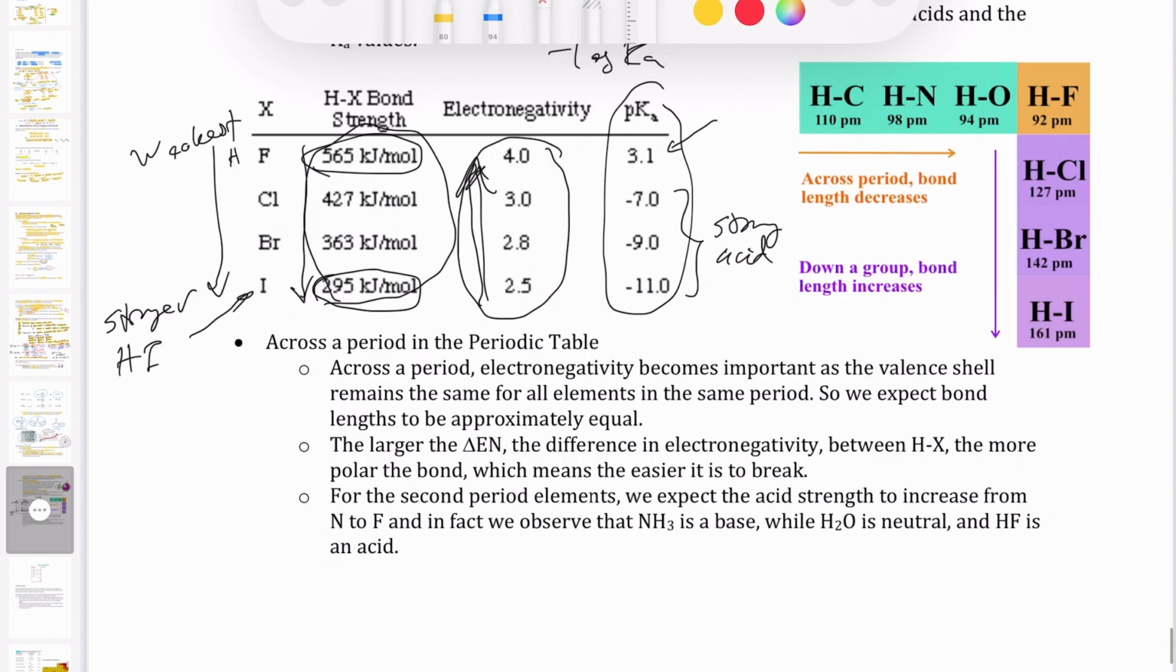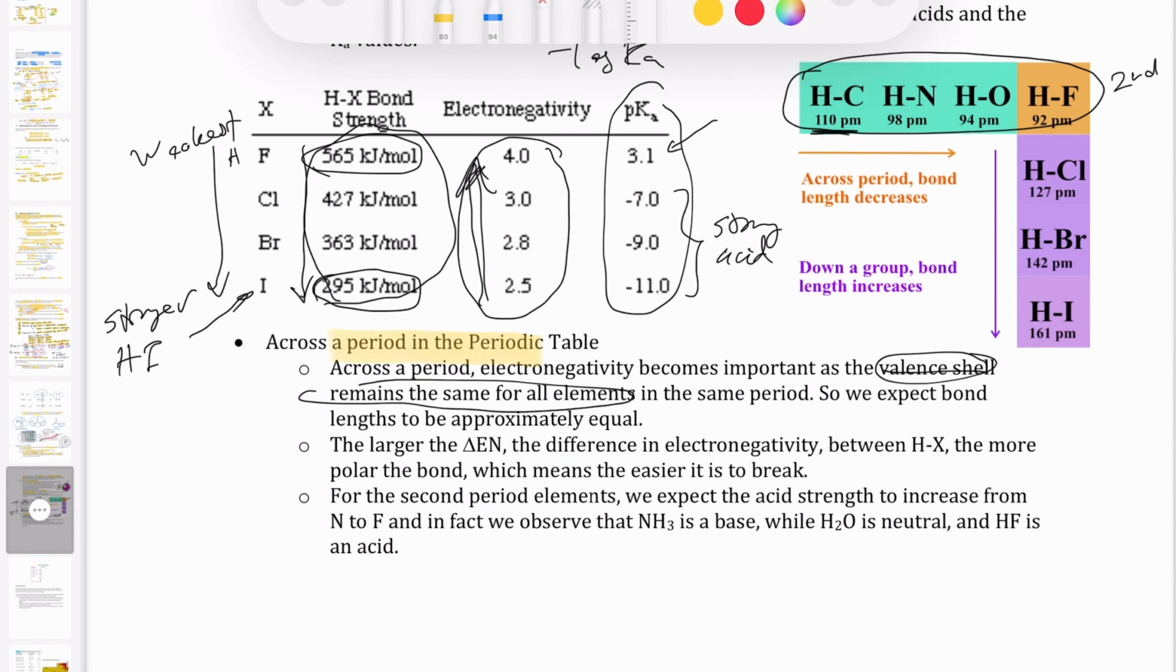Now, when you're talking about going across a period in the periodic table, this is where electronegativity becomes the dominant factor. And the reason is because the valence shell remains the same for all the elements when you go across a period. For example, in this period right here where we have carbon, nitrogen, oxygen, and fluorine, they're all second period, right? So therefore, the sizes of these ions are not going to change by a whole lot. They're going to be different, but it's just not going to be a whole lot. You can actually see it.